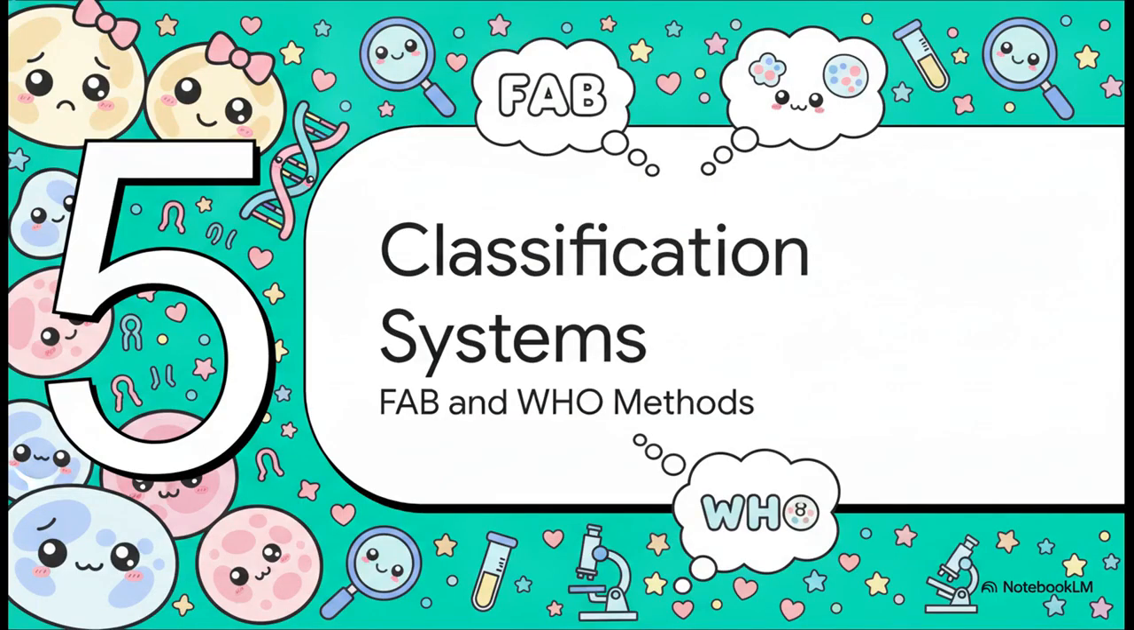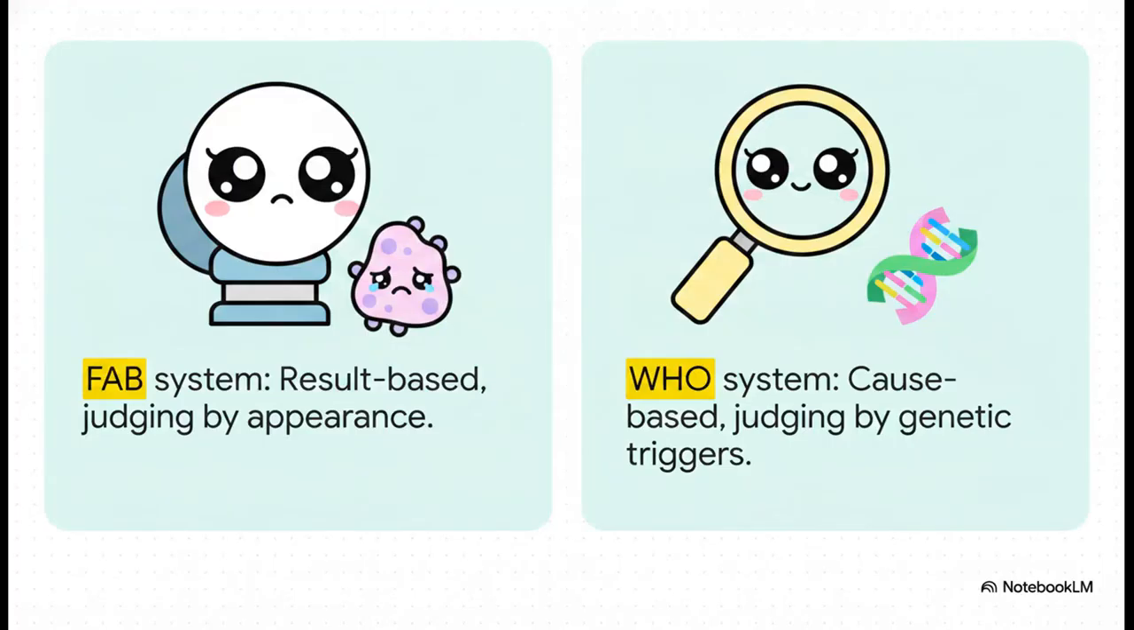Finally, Section 5, the two classification systems, FAB and WHO. Historically, doctors only really had microscopes, right? So they created the FAB classification. You can think of this as a result-based system, categorizing the disease based purely on what the damaged leukemic cells look like visually under a lens.